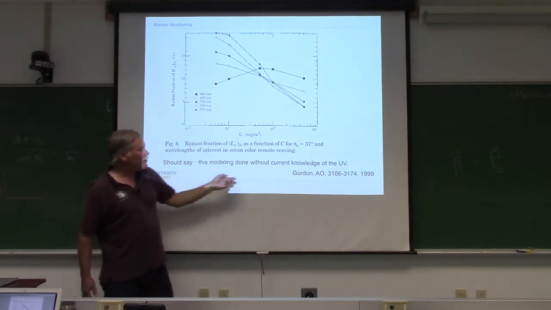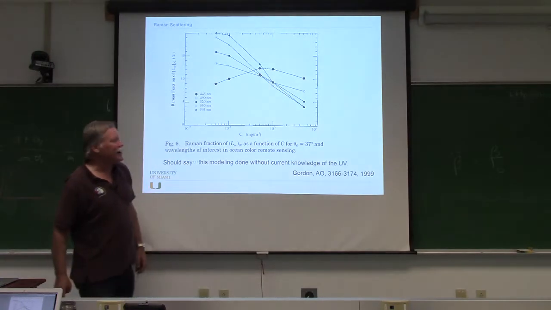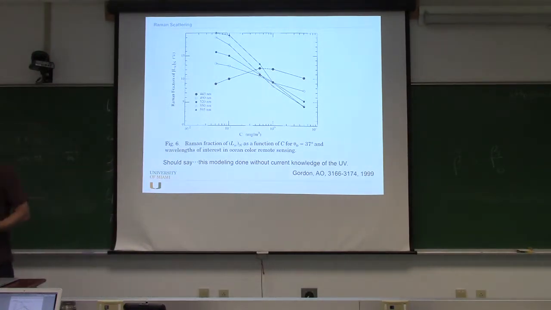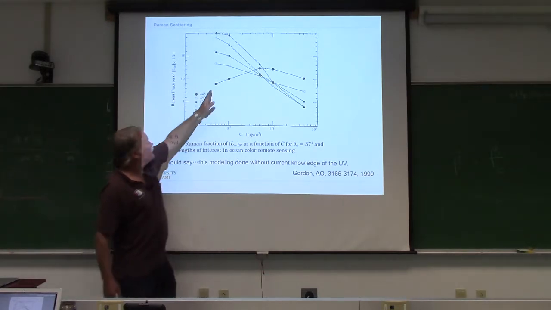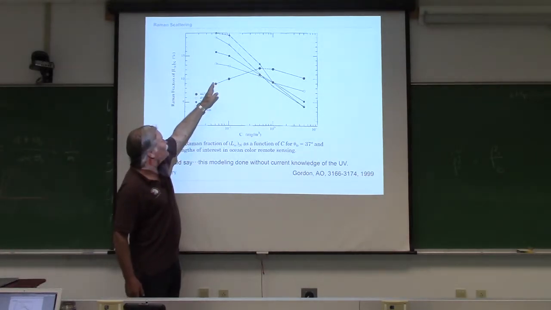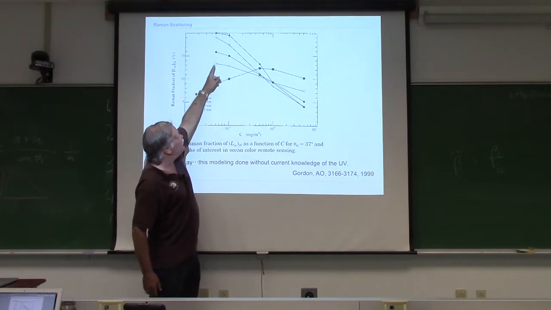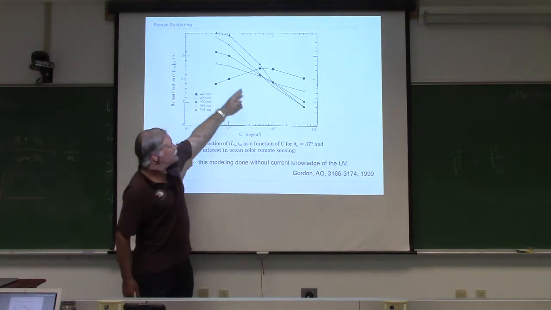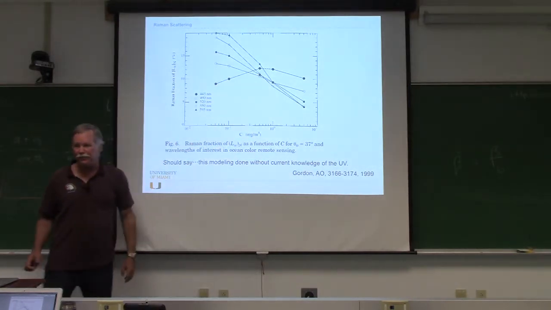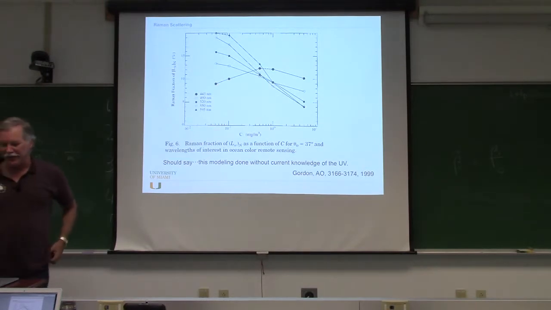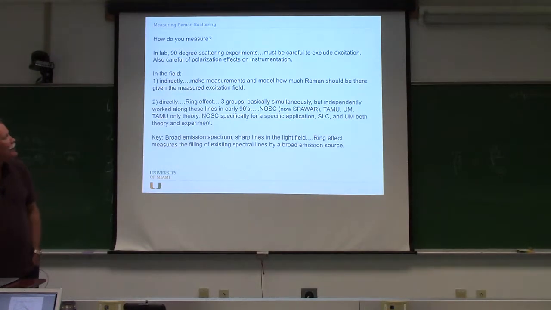And this paper was done by Howard Gordon in '99, and we didn't have very much information about what the optical properties were. So I'm not sure exactly how accurate this was. But you see for the other ones, the Raman fraction goes down as you increase chlorophyll. Your excitation wavelength. So how do you measure?